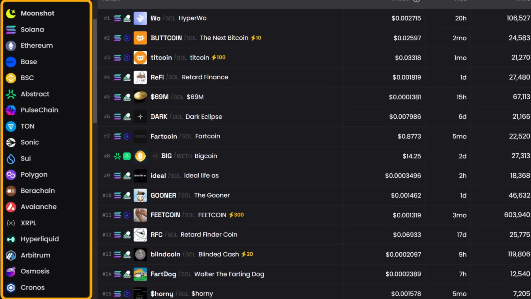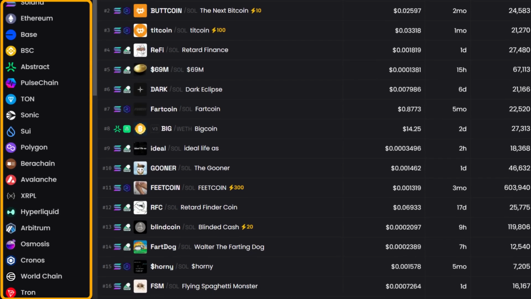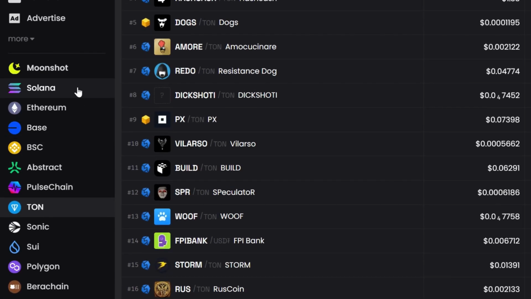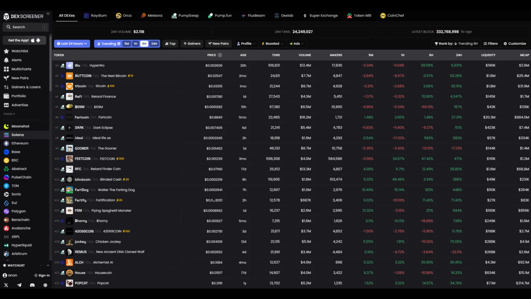Just to the right, you'll notice tabs with the names of blockchains. Ethereum, Solana, Binance Smart Chain, and a few others. It's like a switch. I pick, say Solana, click on it, and the token list updates instantly, showing only projects from that network. You too can choose the network you're interested in and move forward. Now let's scroll down a bit.